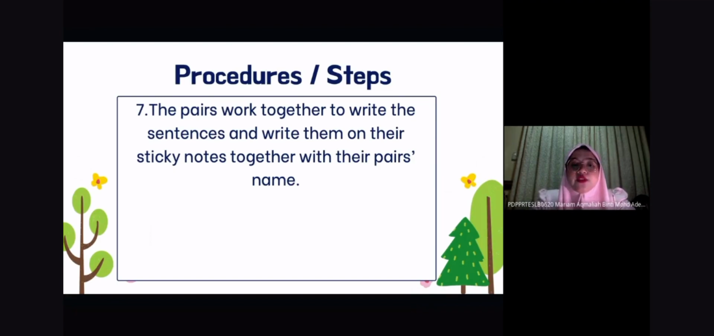So for the 7th step, students are required to write sentences on their sticky notes together with their pair's name. For this step, students are required to write two sentences based on the nouns and verbs that they have written.